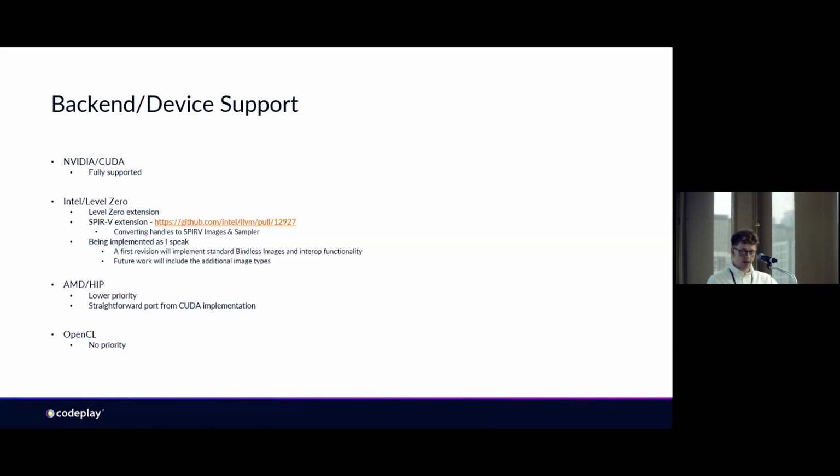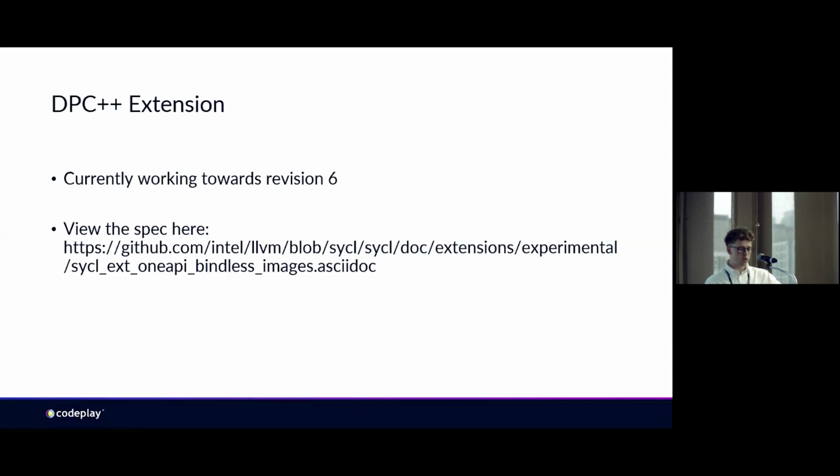AMD and HIP are a lower priority, but we know that it would be a straightforward port from the CUDA implementation, so hopefully we can get to that this year. And unfortunately, there's no priority at all for OpenCL. We likely won't be thinking about OpenCL for quite some time. So we're currently working towards our 6th revision. The extension is now available. It's available now on DPC++ and is constantly being updated with new improvements and fixes and everything.